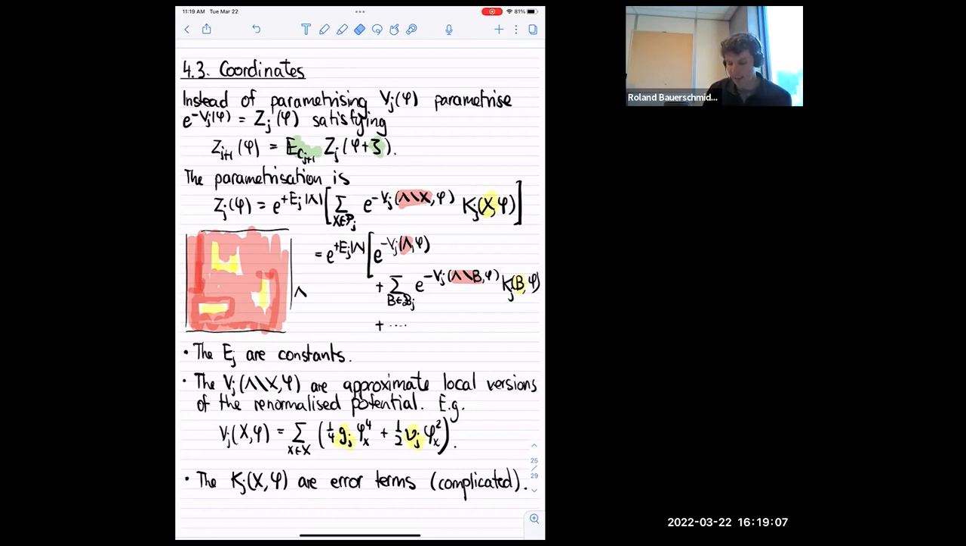And the set is a union of blocks of side length L to the J. In this formula, there are two main terms. There's the Vj, which you should just think of as an approximate version of the effective potential, the kind of approximation we saw last time in first order perturbation theory, where you just vary these two couplings. And then there is Kj, which has to account for all of the rest, because this is not going to be an exact approximation.